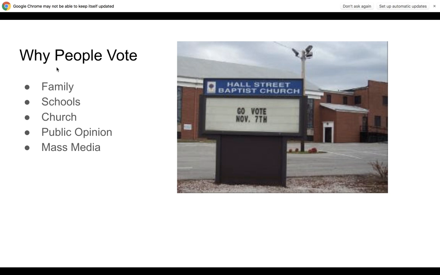And hopefully, they sort of also teach you the value of being civic-minded. All right, the church. Think of like the Catholic Church and the Right to Life movement, right? And there's other issues that the church gets involved with. Public opinion and mass media, of course, as well. All right, children especially internalize what they hear and see. And this sticks with people.